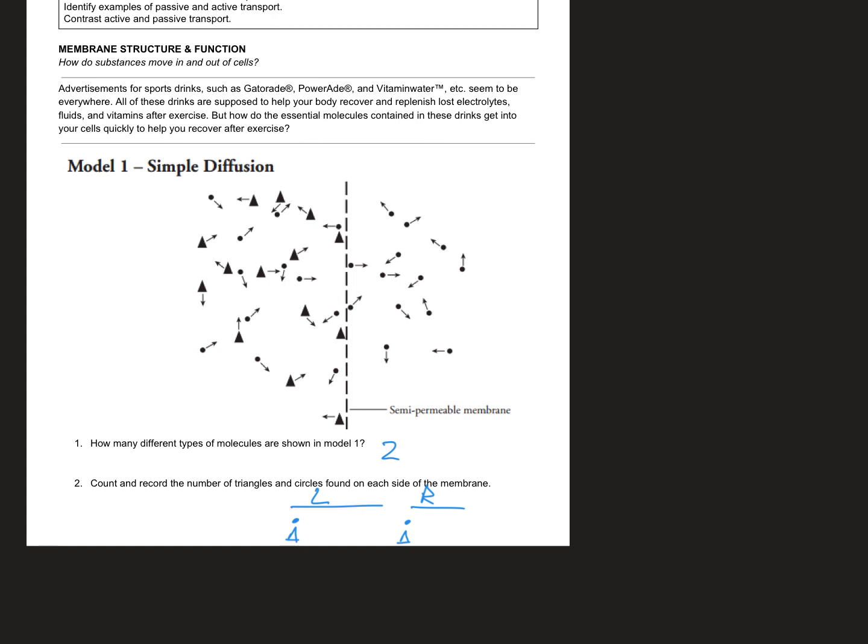How many circles on the right? 1, 2, 3, 4, 5, 6, 7, 8, 9, 10, 11, 12. Do you agree? 12. How many circles on the left? 13. And triangles: 0 on the right and 14 on the left. Thank you. I'm going to assume you're right and move on. That's how many. Just count. I don't think that's difficult.